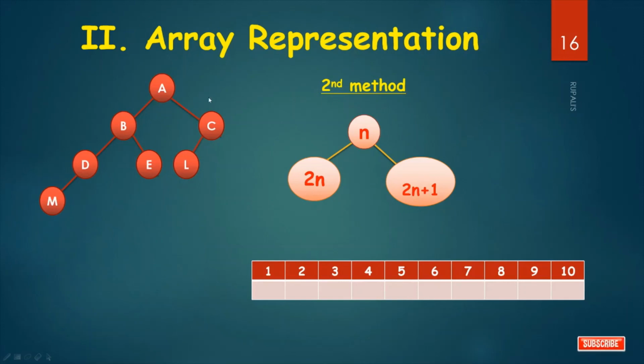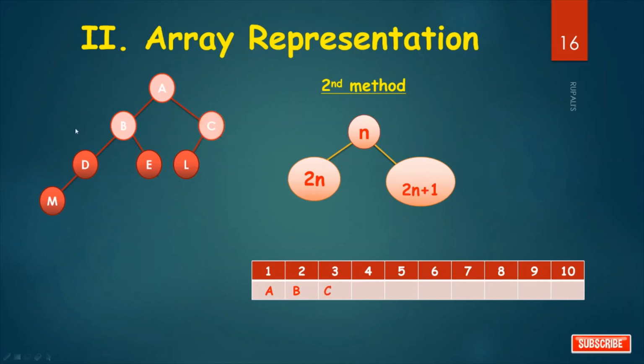Means what? See, we start inserting. So first A, if A is in location 1, means if the index of A is 1, then the child B is in 2 into 1, means second location. And C is in 2 into n plus 1 location. What is the value of n? N means the index of A, that is 1. So 2 into 1 plus 1. So it is 3. So C is in 3.